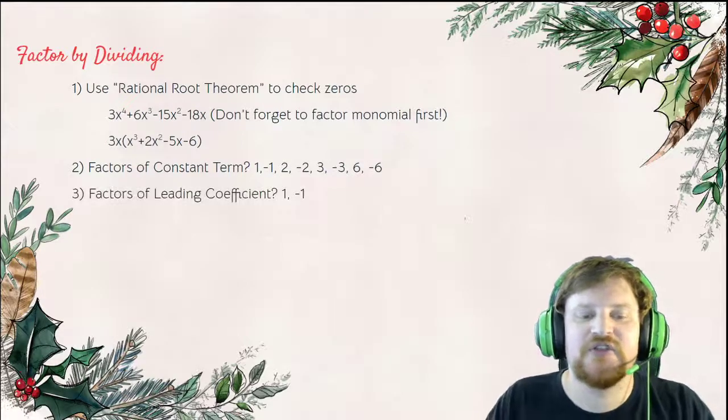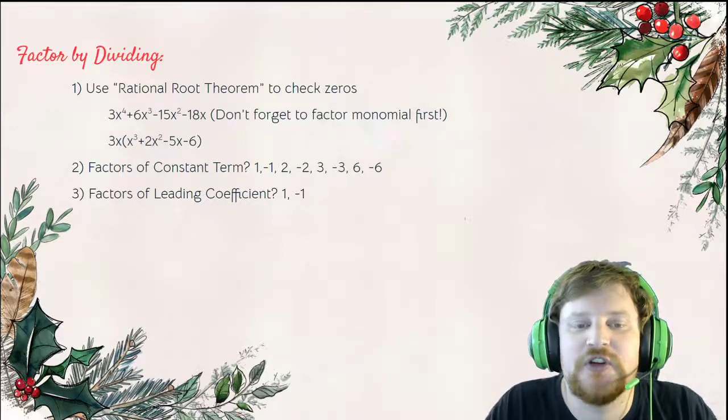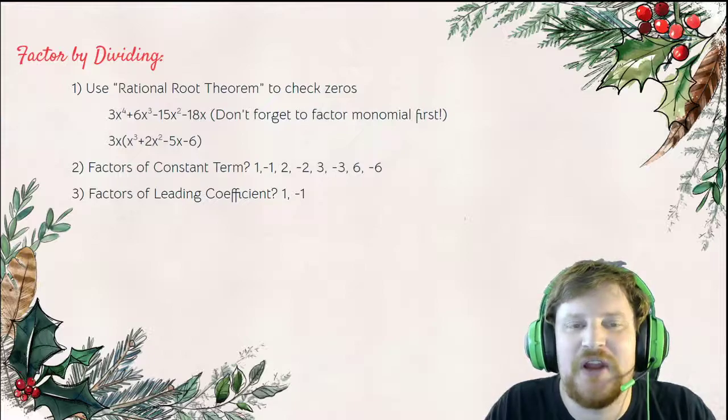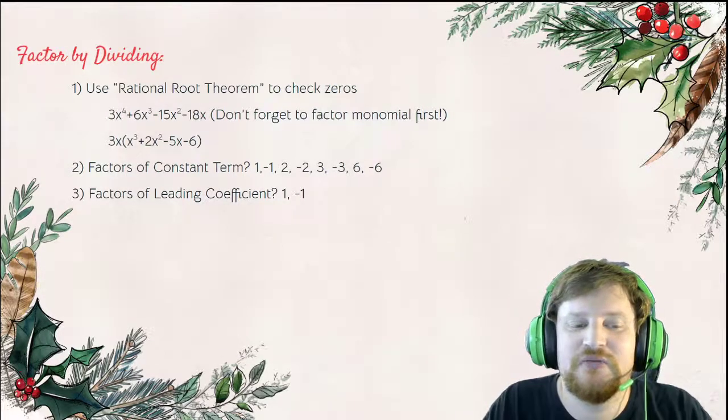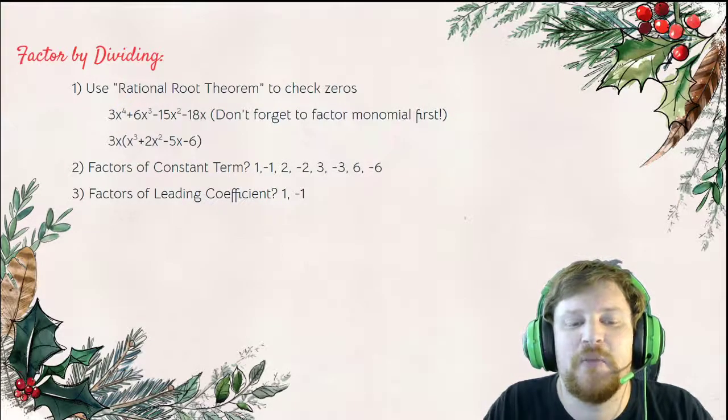Next, we need the factors of our leading coefficient. Hopefully you'll remember that in standard form, that's just the number out front. In the case of x cubed, that coefficient is simply 1. And again, we need the positive and negative versions of it.